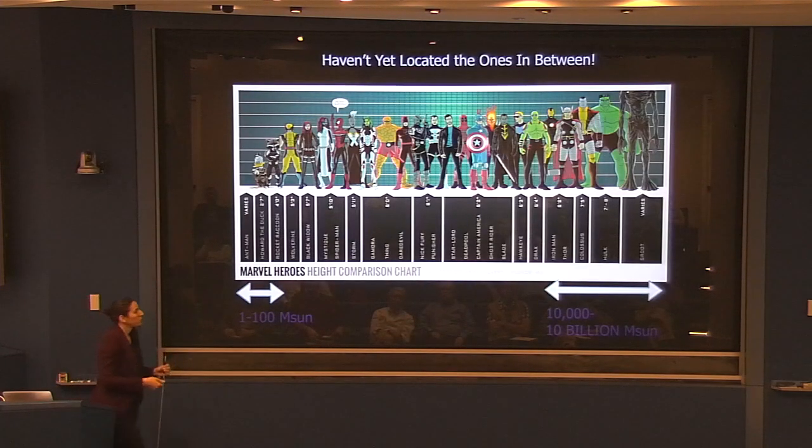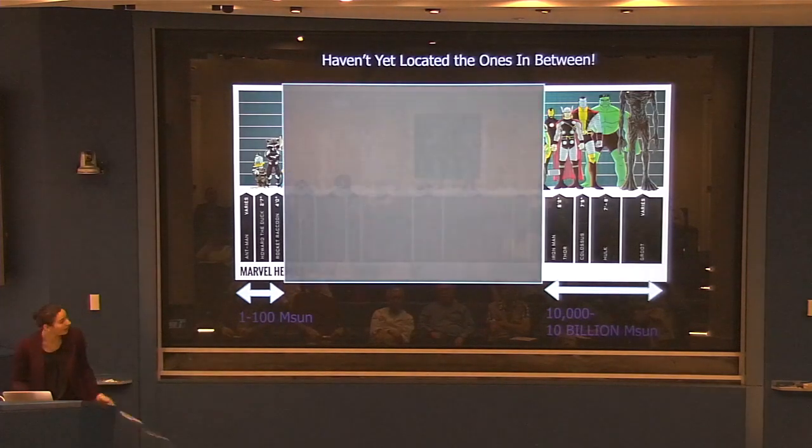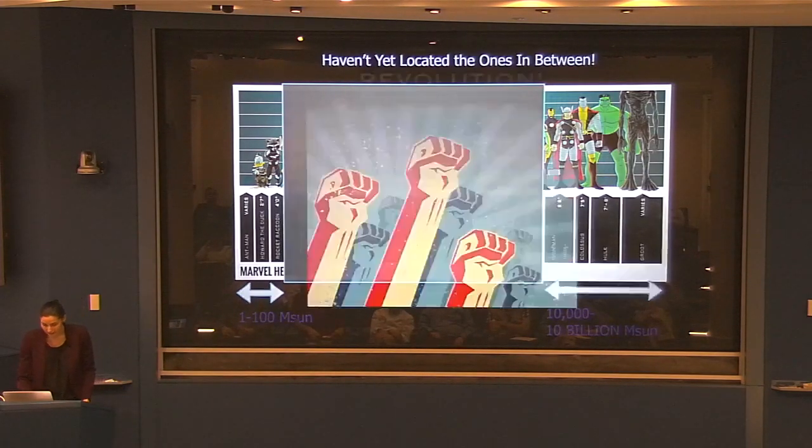Where are all the ones in between? So, these are like 3 solar mass black holes, and these are like the ones that I measure up there. Where is Ant-Man in this picture? What is the actual real spectrum of black hole masses?